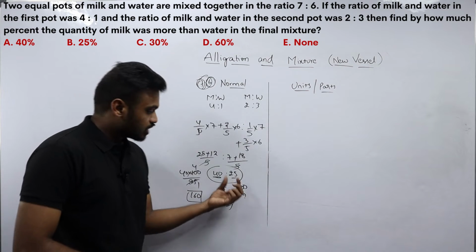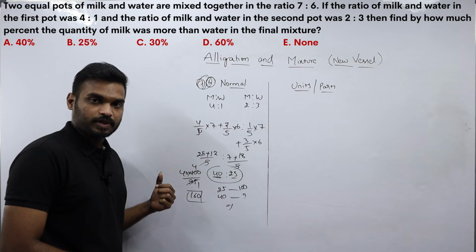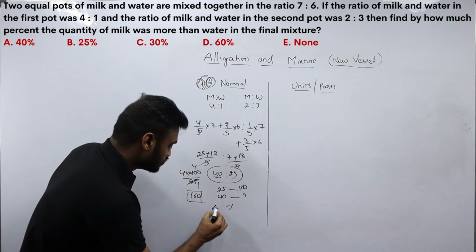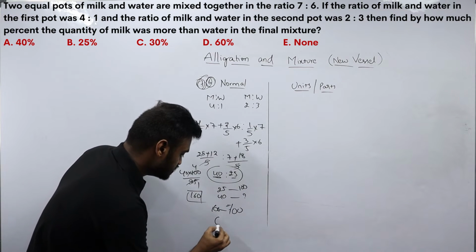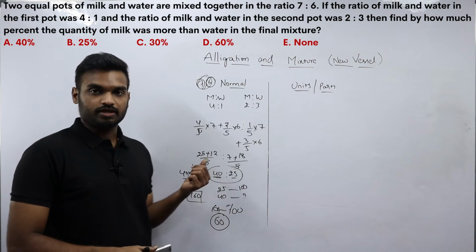I am assuming the quantity of water as 100%. So the percentage of milk is 160%. So 160% minus 100% is 60% more milk than water.